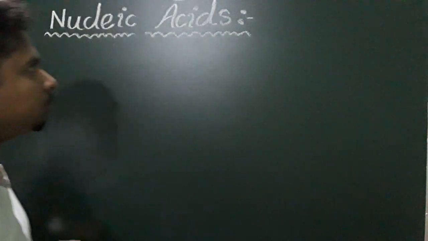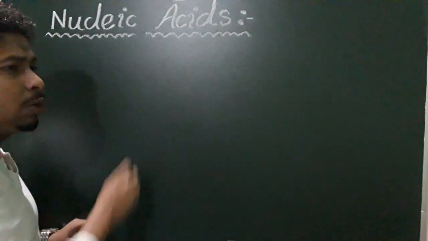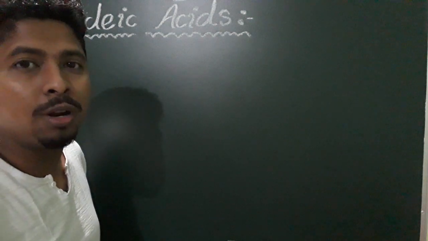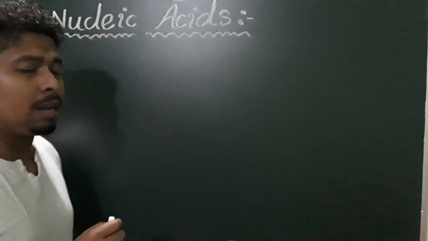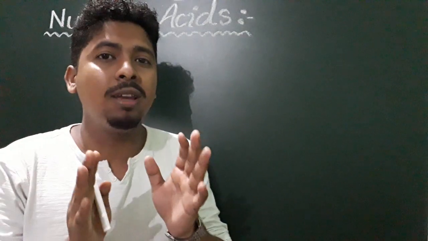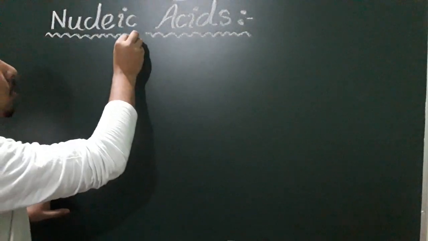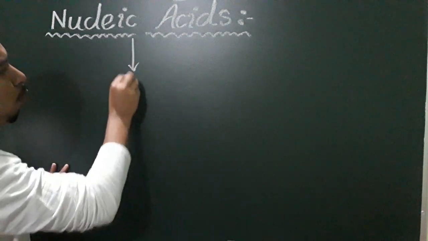So, these nucleic acids are another important class of biomolecules, or you can say they are called biopolymers, meaning the polymers that are present in living systems. These nucleic acids can also be called polynucleotides, because the repeating structural unit is a nucleotide.